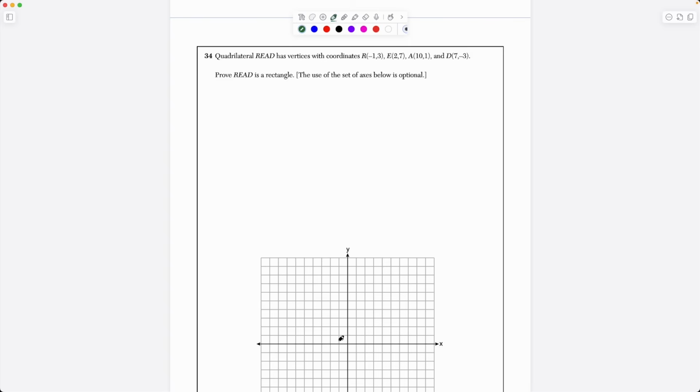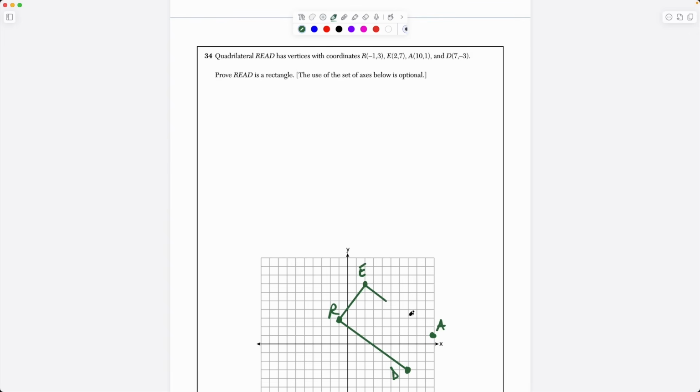So R is at -1, 3. So I'm just going to go ahead and plot these points. We have E at 2, 7. So we're just going to count up here, up to the point 2, 7. And then A is at 10, 1. So I'm going over 10, up 1. And then D is at 7, -3. So I could just go backwards. Let's see, 9, 8, 7. And then down 1, 2, 3. And just looking at this picture, this tells us that READ is definitely a rectangle.